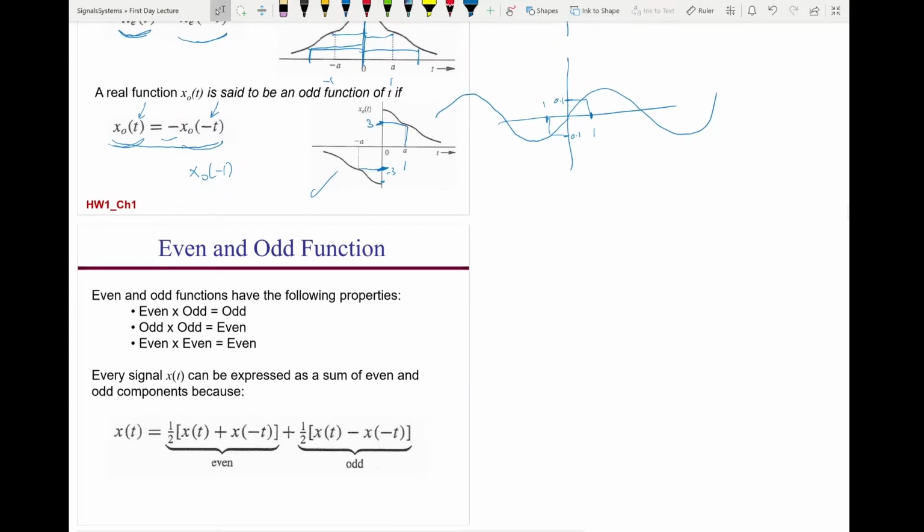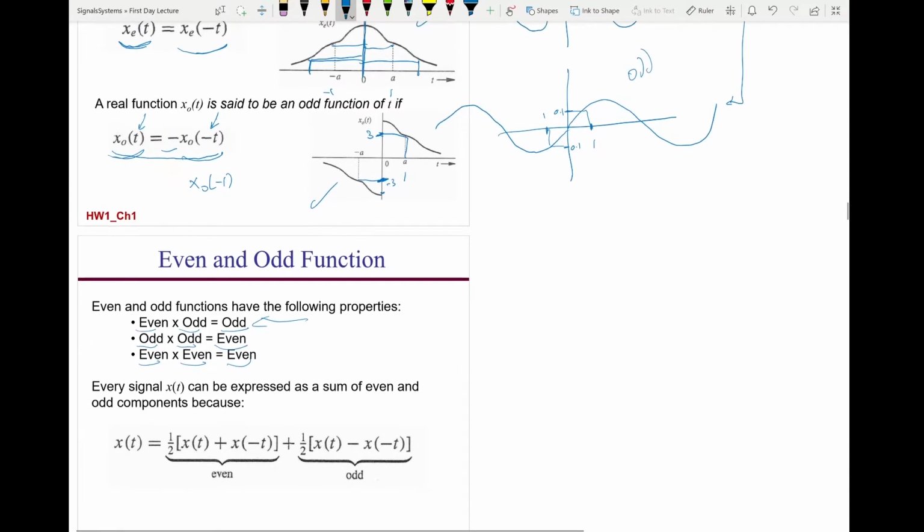Now, in signal processing, if you multiply an even function times an odd function, the product will give you an odd function. If you have an odd function times an odd function, the product will be even. And if you have an even function times an even function, you will have an even function. Now, as I said before, sometimes signal processing is much easier done on even signals or odd signals.